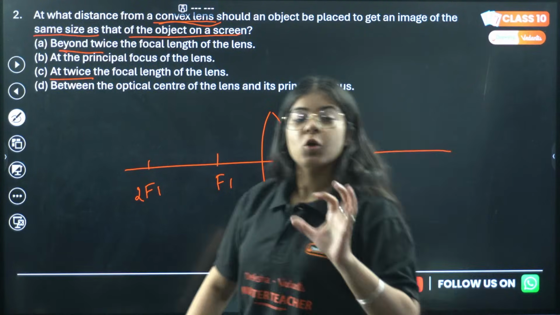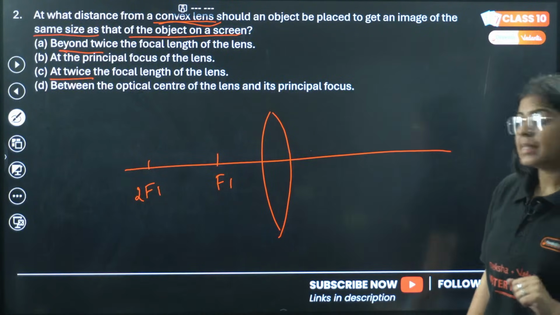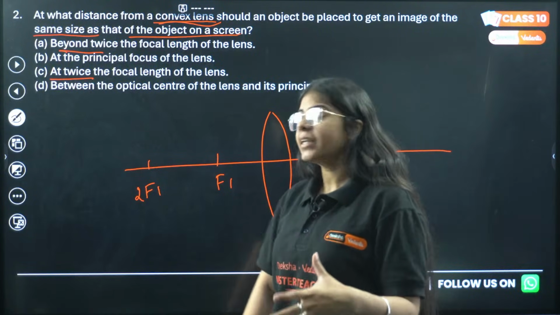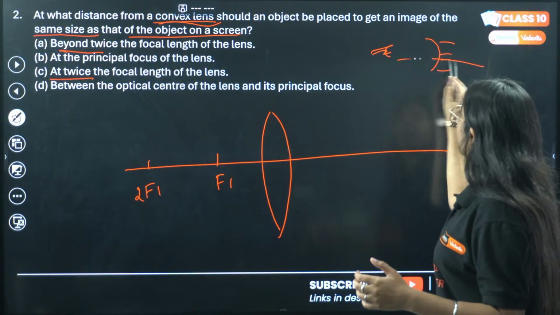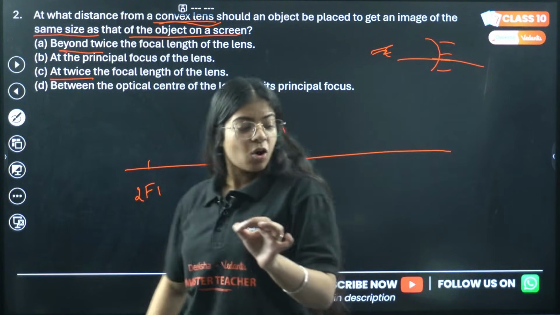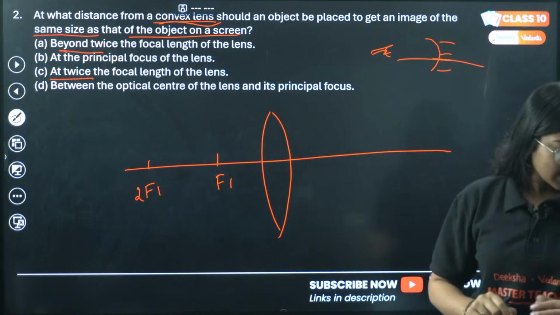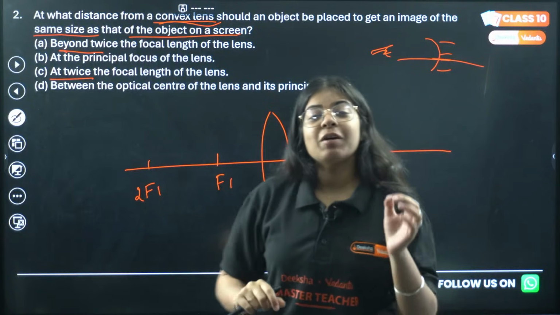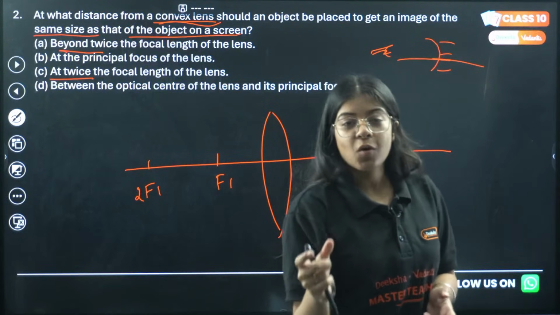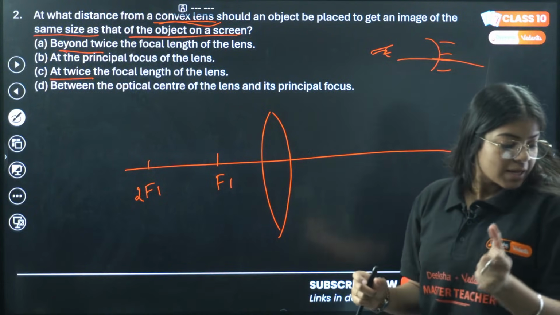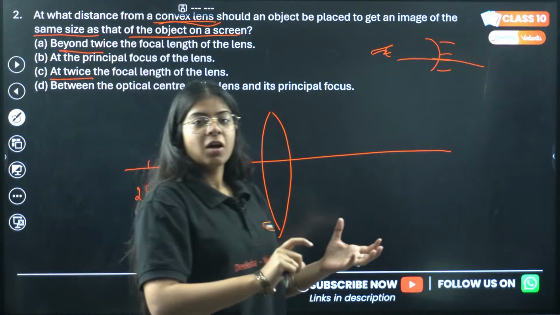For a convex lens, we know that it behaves kind of like a concave mirror, correct? So we know that when we place our object at the radius of curvature, hi Kanchan, when we place the object at the radius of curvature, or twice the focal length, only then do I get an image of the same size as that of the object.